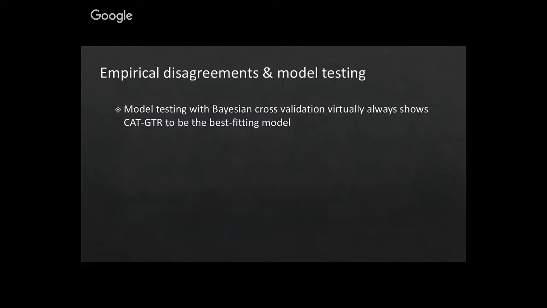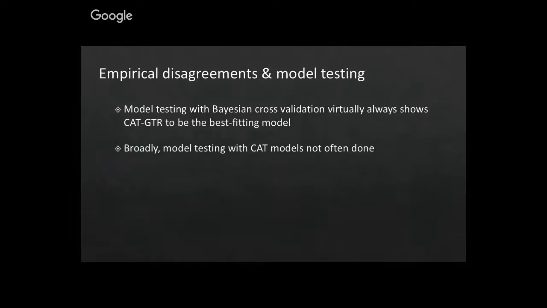Another thing in the literature, which I want to hit on and that I think is somewhat important, is that there have been studies using Bayesian cross-validation in PhyloBayes to test model fit. And virtually always that shows CAT-GTR as being the best fitting model, and I'll get into why that might be. It's usually CAT-GTR followed by CAT-F81 and then followed by an array of whatever site-homogeneous models may have been compared to.